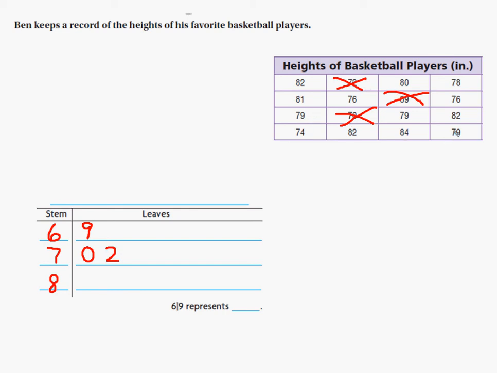Do I have any more 72s? Nope. 73s? Nope, I have a 74 here. So my next leaf is going to be 4. And do I have any more 74s? Nope. 75s? No, I have a 76. So my next leaf is 6. I have another 76, so I'm going to put another 6. You put one leaf for every instance that it shows up. I don't see any more 76s or 77s. I have a 78, so my next leaf is an 8.